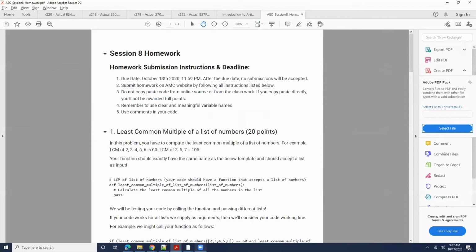Okay, so first question, anyone who wants to volunteer, who has some thoughts on how to do the first question? How to find the LCM of several numbers? What was the question? How to find the LCM of a list of numbers? Any thoughts on how you would do that?